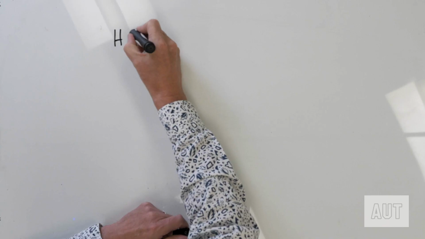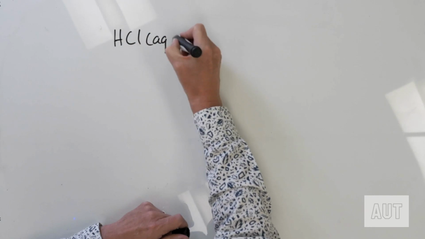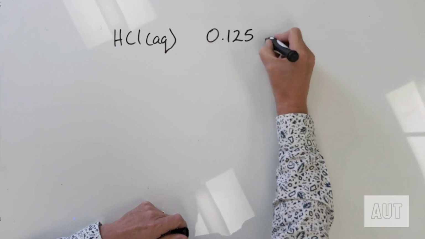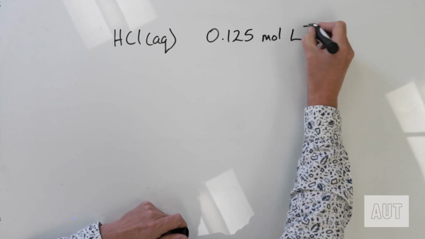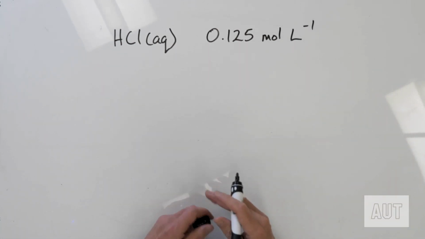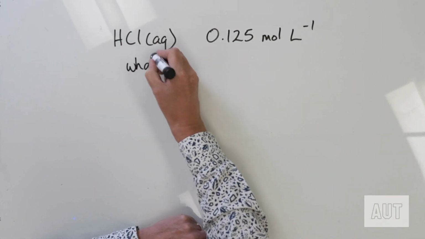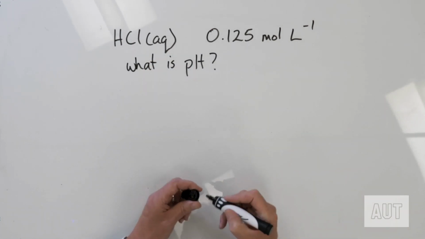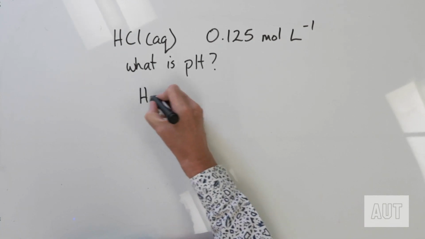Okay, so we've got an aqueous solution of hydrochloric acid, and it is 0.125 mole per litre concentration. Okay, what is the pH of this solution? The first thing that we need to do, like a lot of problems that involve stoichiometry, is write a balanced chemical equation. So what's your balanced chemical equation here?